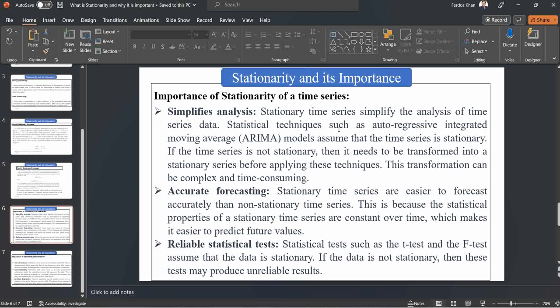Okay, now the importance of stationarity. This was something about the definition of stationarity and the types of stationarity, and now we need to talk about the importance of stationarity. Why do we need stationarity for time series analysis?